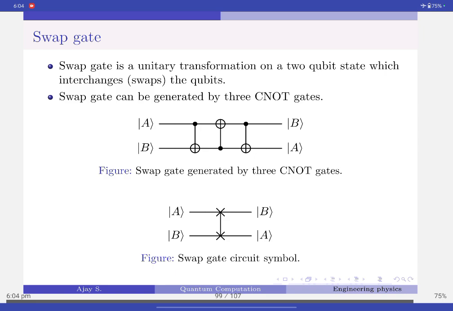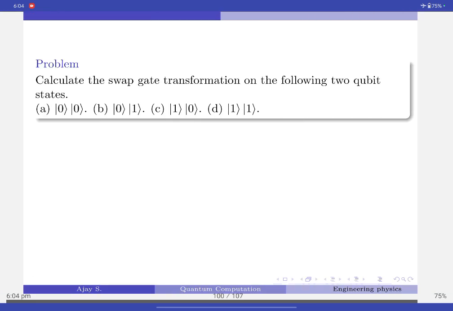So what would they do? They would interchange A and B. A would become B and B would become A. And the second figure at the bottom shows the circuit diagram for a swap gate.